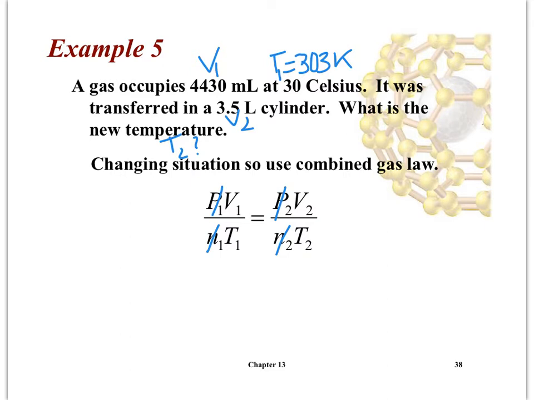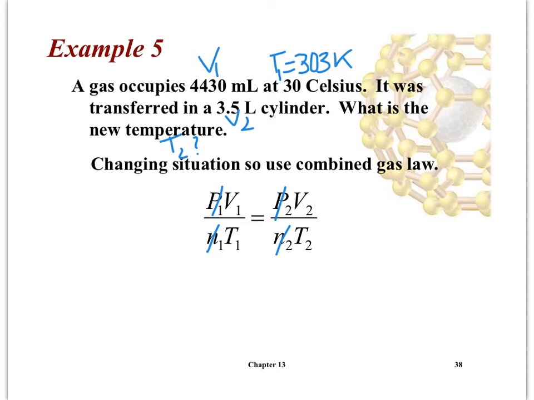If you cross out your amount and temperature because they're constant, you'll get P1V1 equals P2V2, which is Boyle's law, and so on. So whatever 2 variables are constant, you cross them out, and you're going to get the equation for the gas law that you're looking for. So no need to remember any of the 4, really, if you know the combined gas law. So I'm going to use V1 over T1 equals V2 over T2.